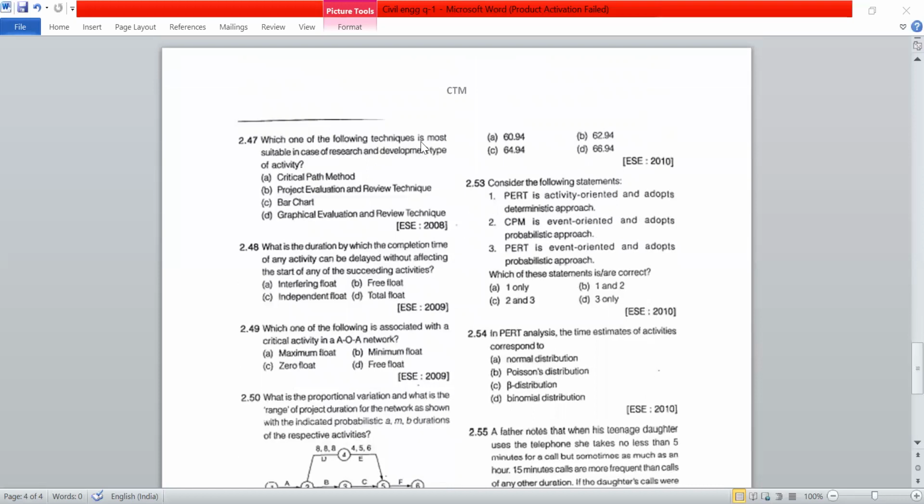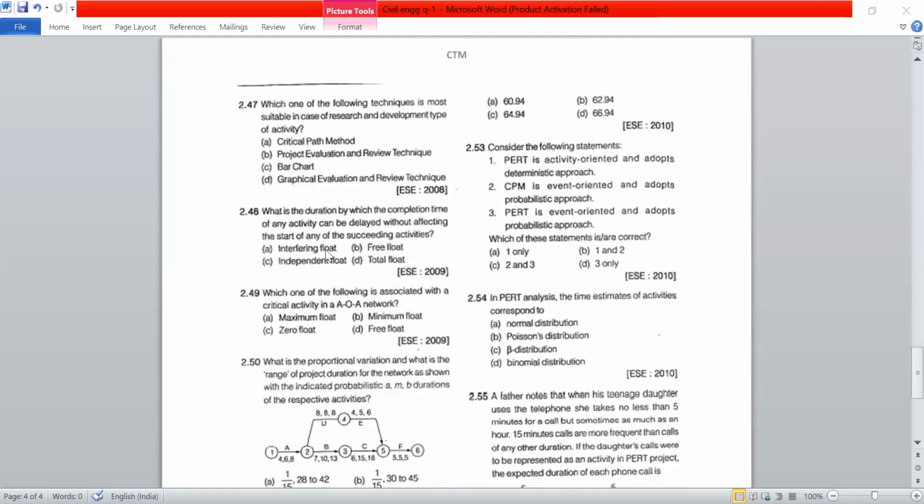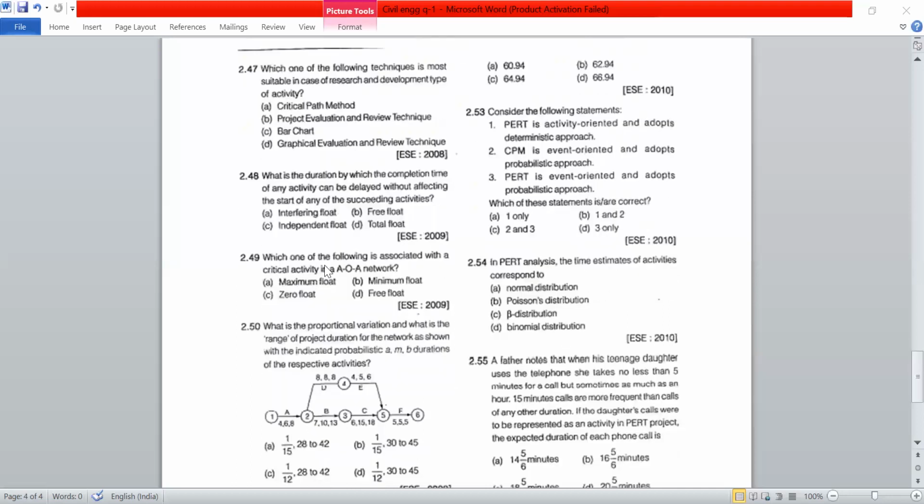Which one of the following techniques is most suitable in case of research and development type of activity? So which of these method is most suitable in case of research and development activities is, right answer is project evaluation and review technique, PERT. What is the duration by which the completion time of any activity can be delayed without affecting the start of any of the succeeding activities? Free float. Which one of the following associated with AOA network is zero float?